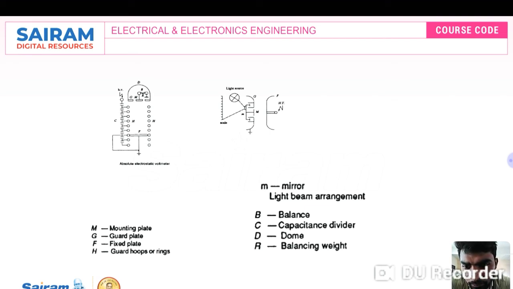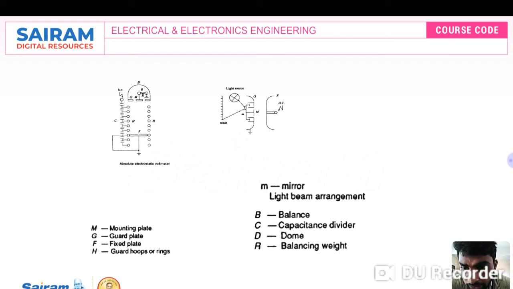So see here, there is a mounting plate, guard plate, fixed plate, guard hoops or rings. Small m is a mirror light beam arrangement. B is the balance, C is the capacitance divider, D is the dome, and there is a balancing weight. So it's a complete meter, having internal parameters and internal equipment.